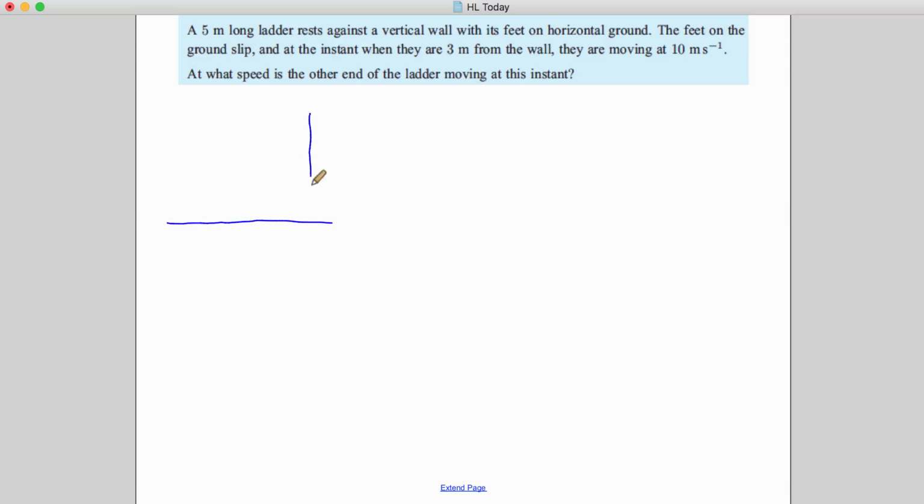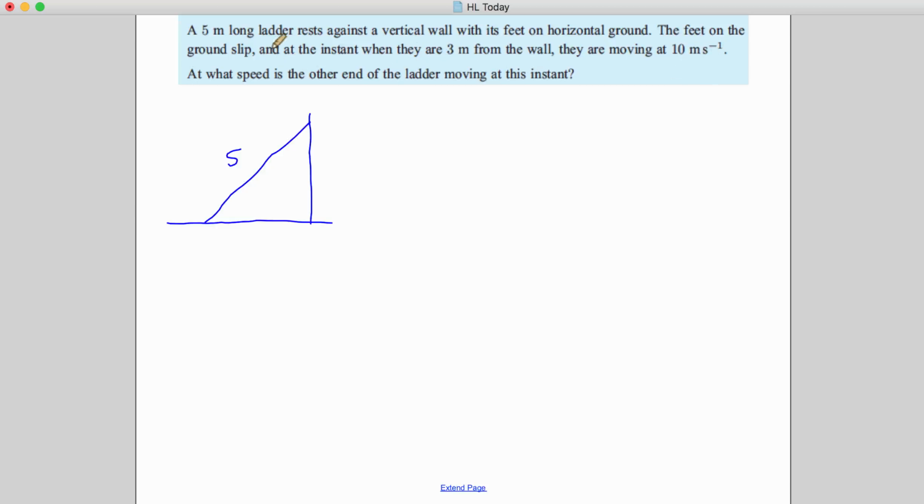Let's make this the wall, and we'll make this the ladder. The ladder is 5 meters long. The feet on the ground slip, and at the instant when they are 3 meters from the wall, they are moving at 10 meters per second. At what speed is the other end of the ladder moving at this instant?